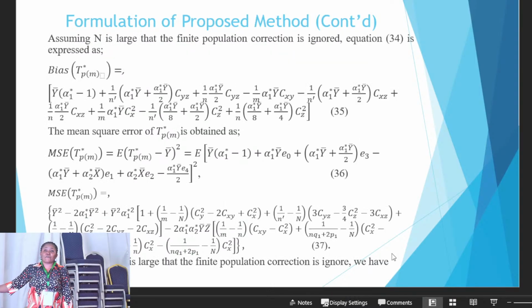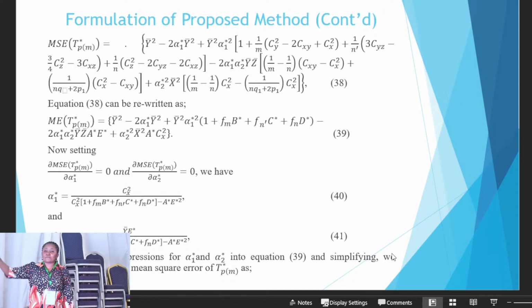And then when we assume that n is large, so that the finite population correction is ignored, we have this bias re-expressed as 35. We have the mean square error, which is the expectation of the square of the deviation from the real value, stated in equation 36, finally re-expressed in equation 37, simplified further in equation 38, and can be rewritten as equation 39 when the partial derivative is taken with respect to alpha 1 star, alpha 2 star. We have optimum values for alpha 1 star, alpha 2 star given as 40 and 41.